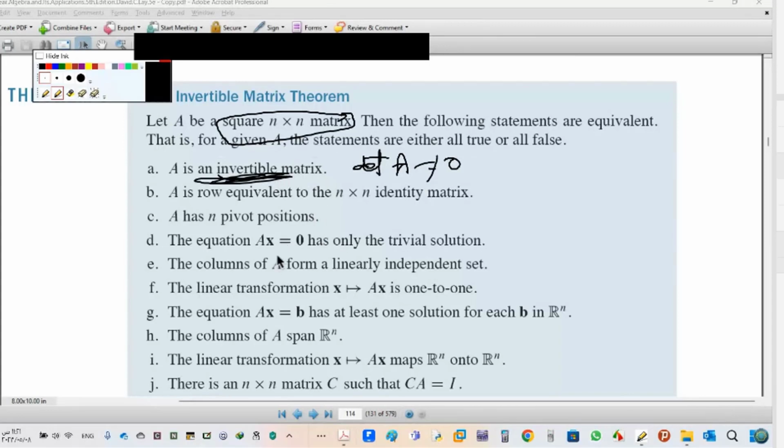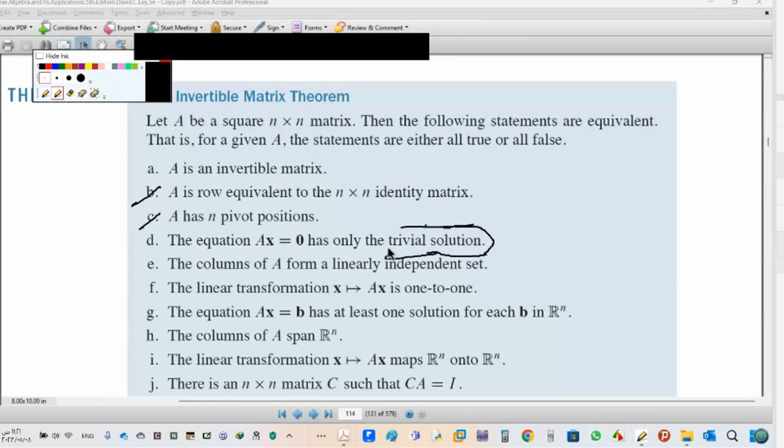It's very important. Another thing: this is not important. This one, the equation Ax equals 0 has only the trivial solution. That's one solution. This is not important. The equation Ax equals 0, we spoke about those before, has at least one solution. And sure, this is because we talked about this before.